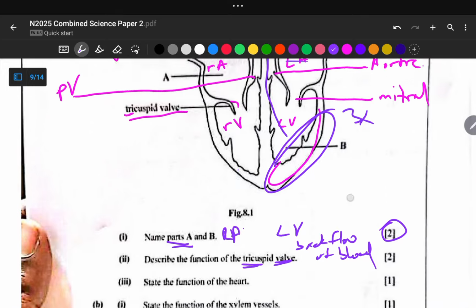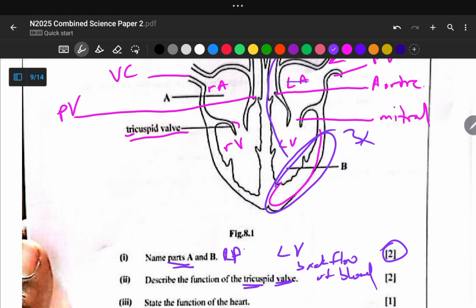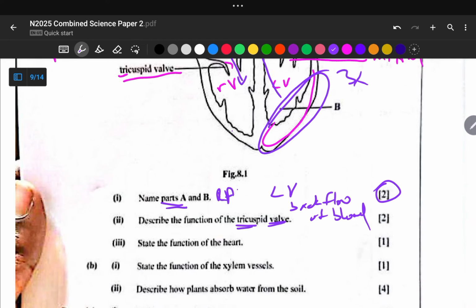And then the tricuspid, where is it located? So we want to prevent the backflow of blood from the right atrium into the right ventricle. So this is the basic function of the tricuspid valve. And then the next part says, state the function of the heart. So the function of the heart is to pump blood around the body. As simple as that.